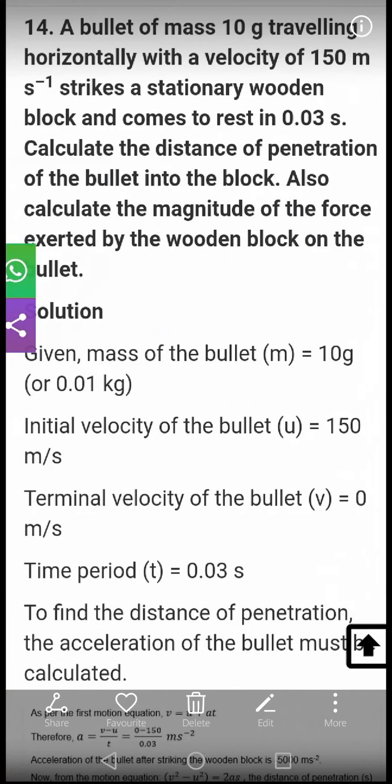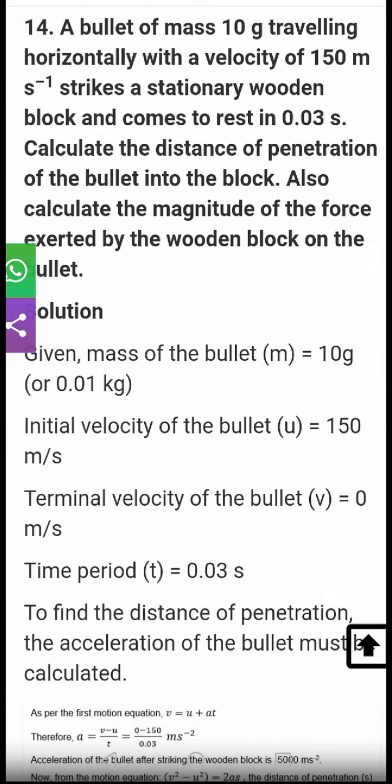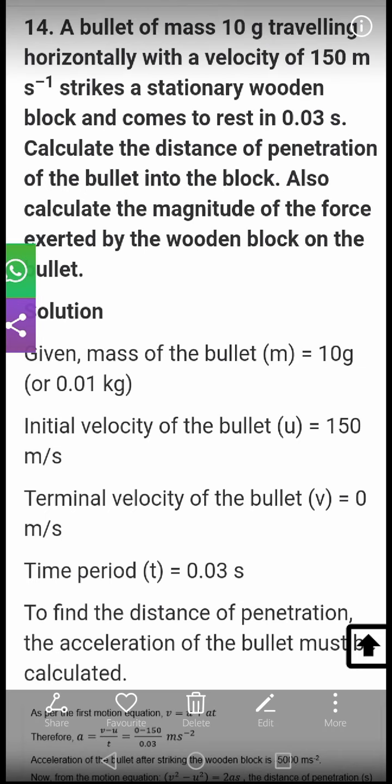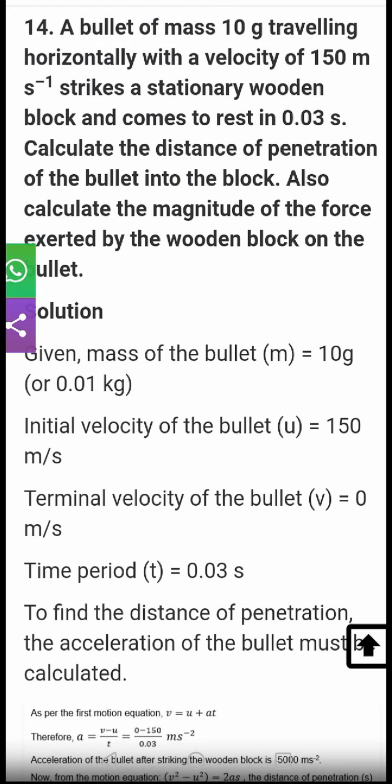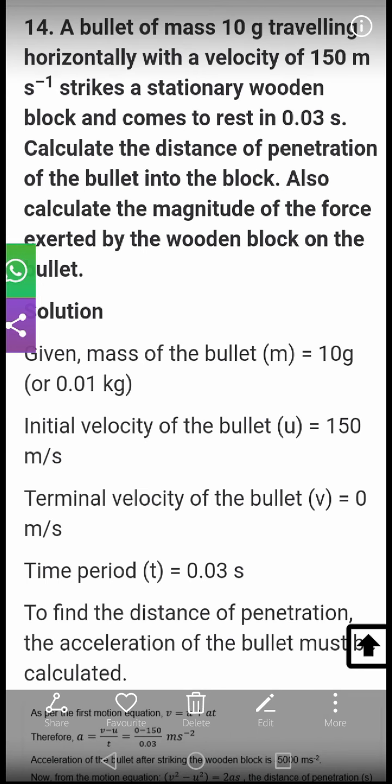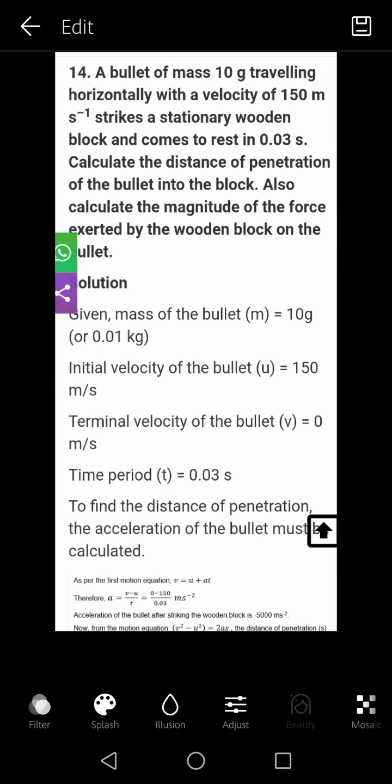Number 14, a bullet of mass 10 gram traveling horizontally with a velocity of 150 meter per second strikes a stationary wooden block and comes to rest. Calculate the distance of penetration of the bullet into the block. Also calculate the magnitude of the force exerted by the wooden block on the bullet. So we have to find out the distance as well as the magnitude of force.